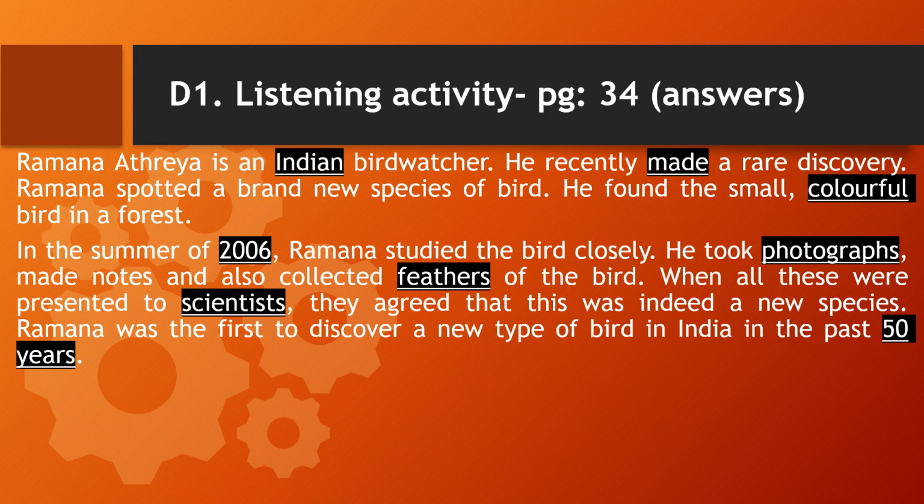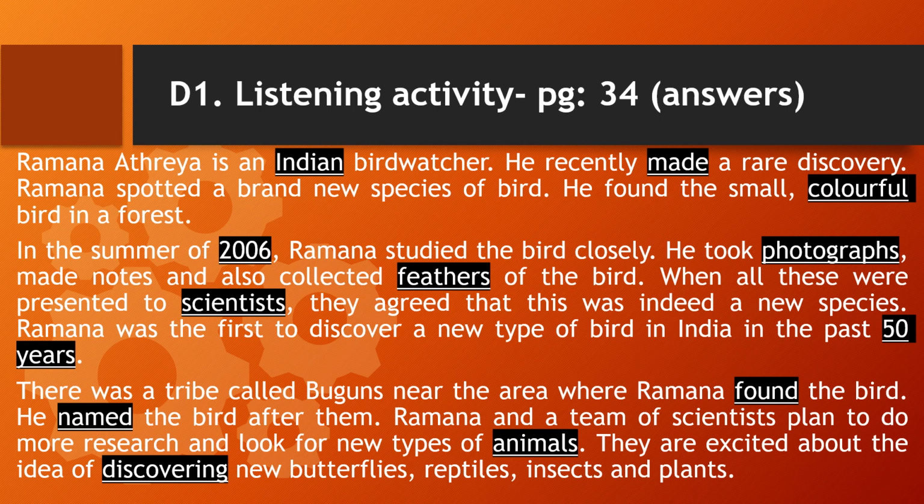The next blank is scientists, S-C-I-E-N-T-I-S-T-S. The next blank is 50 years. The next blank is found. The next blank is named. The next blank is animals. And the last blank is discovering. Now children, make sure all your spellings are correct and make sure that your handwriting is neat.